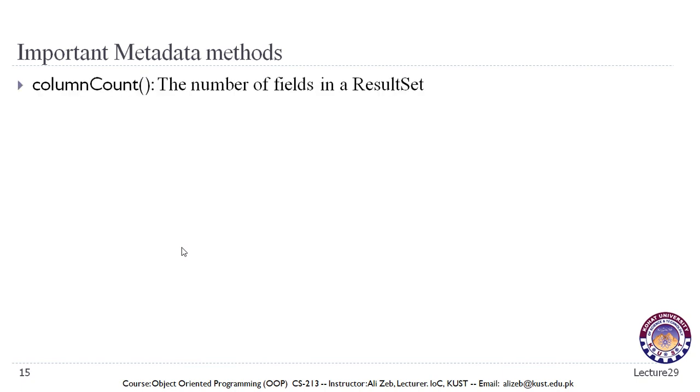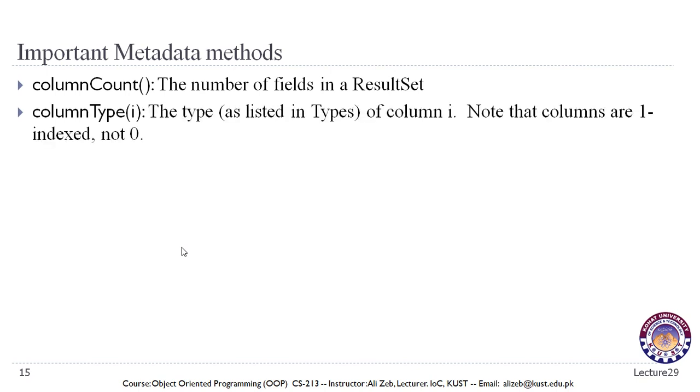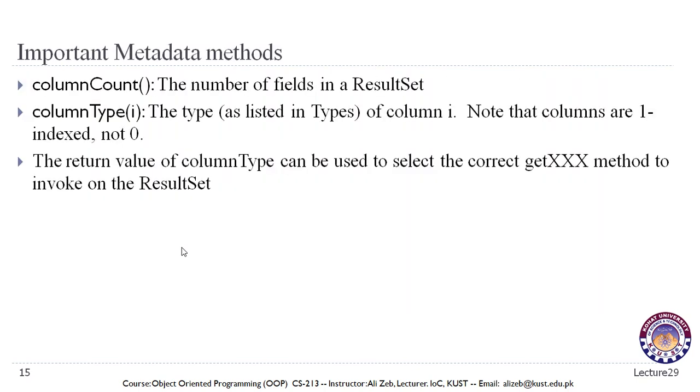Important metadata methods will be column count, which will show us the number of fields in a result set, and column type, as listed, of column i. Note that columns are 1 indexed, not 0. That means that the counting of the columns starts from 1. The return value of column type can be used to select the correct get method to invoke on the result set.